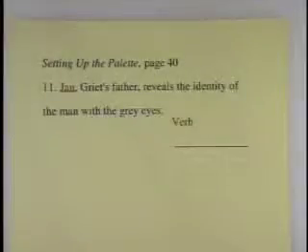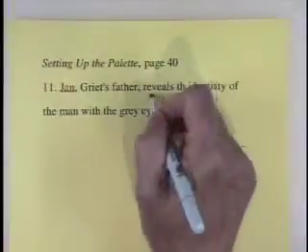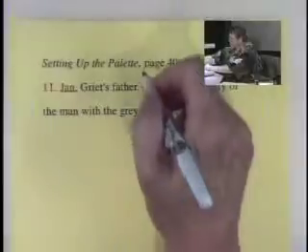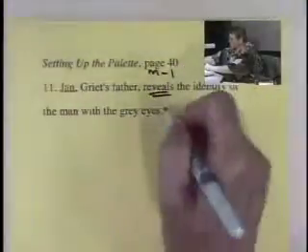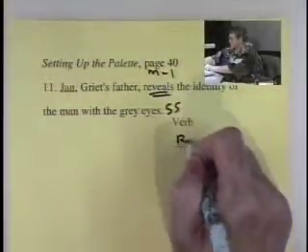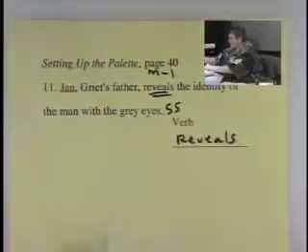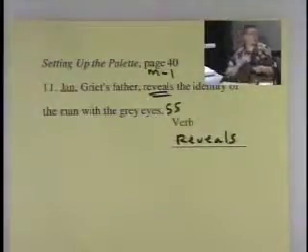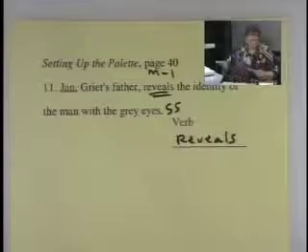I suppose it would be Jan or Jan, Greet's father, reveals the identity of the man with the gray eyes. So if Jan or Jan is the subject, Jeff, where's my verb? Reveals. What kind of a clause? Main clause. What kind of a sentence? A simple sentence. So my verb is reveals, and that probably is straightforward enough that nobody has a question about it. Am I right? Okay.